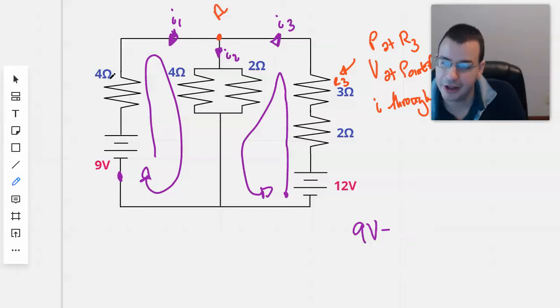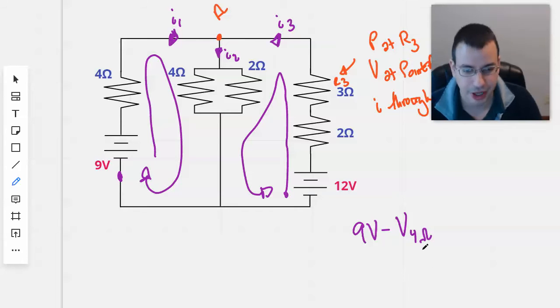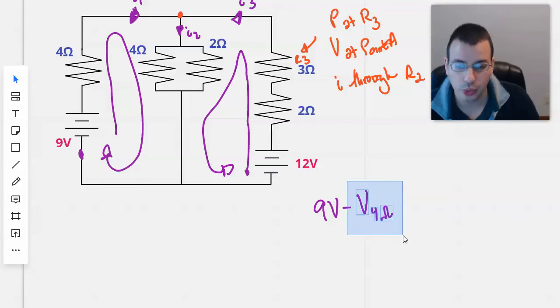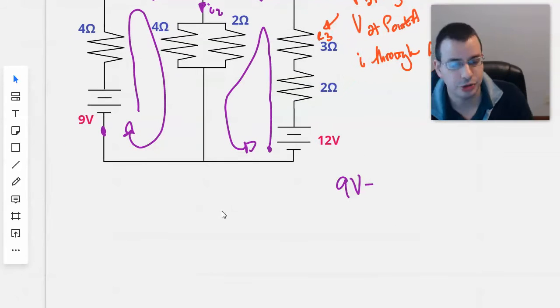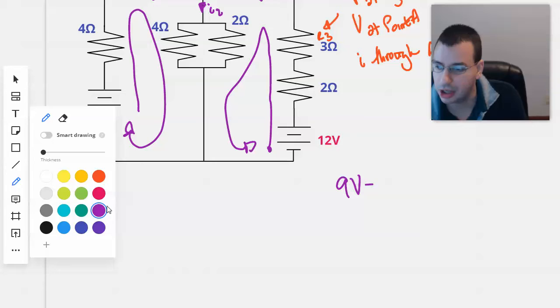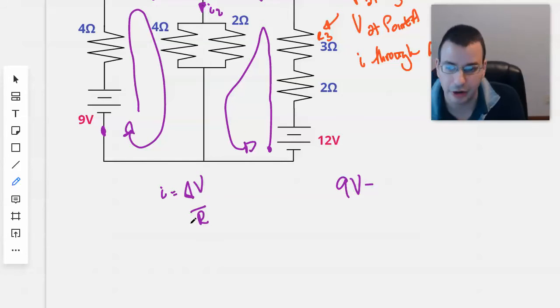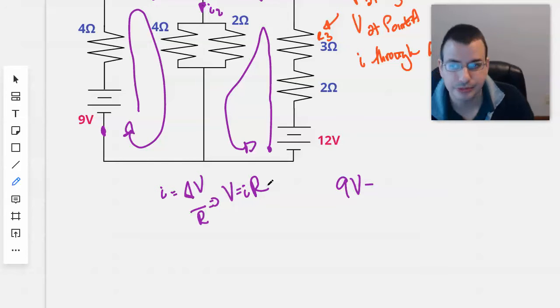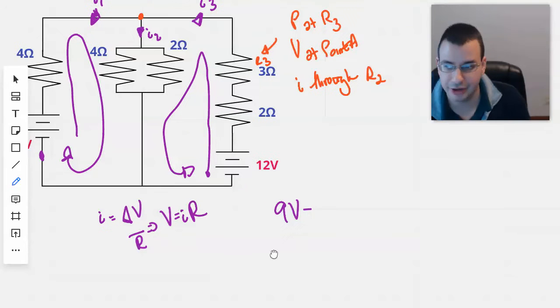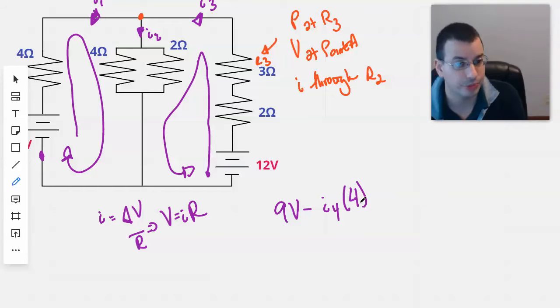Okay. And for this resistor, we'd have voltage across the 4 ohm resistor. Actually, I'm not going to do it that way. That's true, but I'm going to use Ohm's law. So we have Ohm's law, which is I equals delta V over R, but it's normally just written V over R, which implies that voltage equals IR. And since it's a voltage drop, we want it to be negative. And so for that specific resistor, it's going to be I1 times 4 for the 4 ohms.